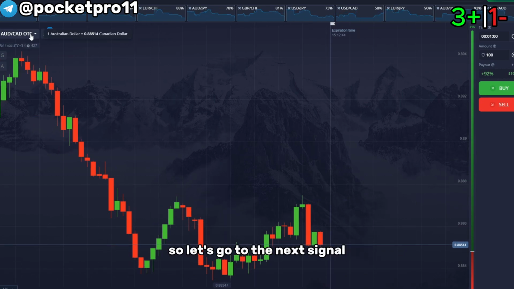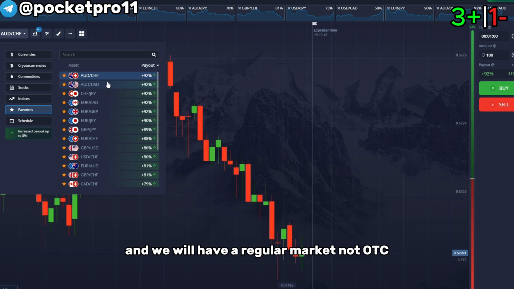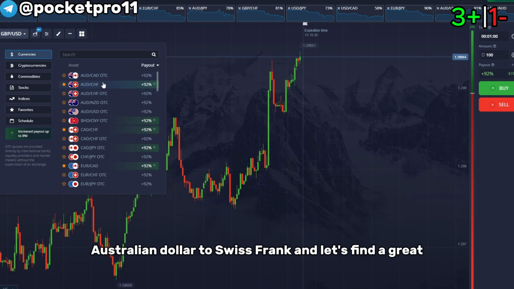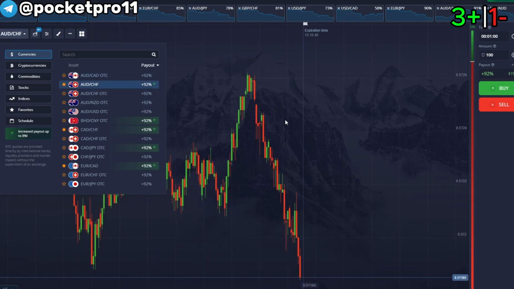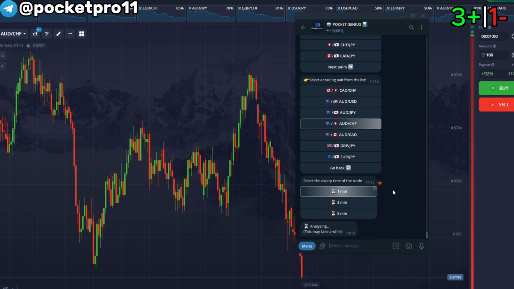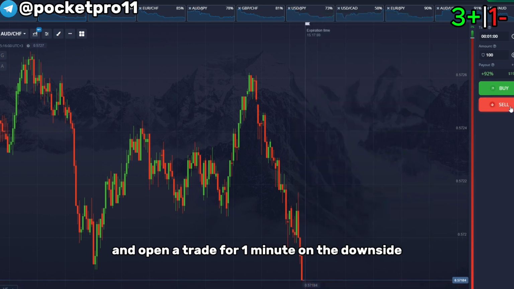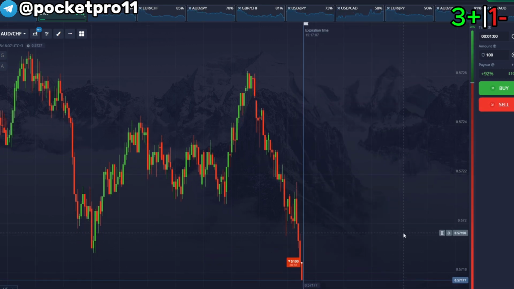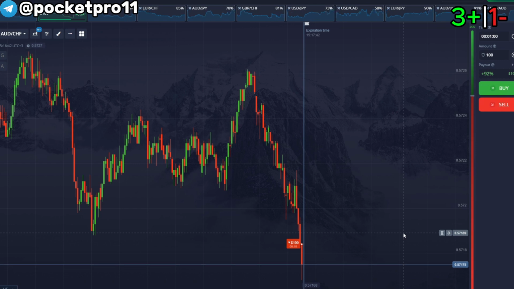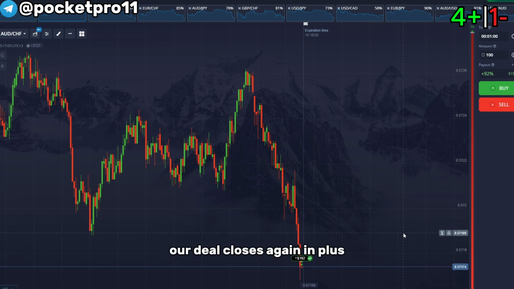So let's go to the next signal, and we will have a regular market, not OTC. Friends, let's choose a trading pair, Australian dollar to Swiss franc. And let's find a great one. We find our trade and open a trade for 1 minute on the downside. Well, let's take a look at the chart price. And yes, friends, as you can see, our deal closes again in plus, and we get plus $92 on top.